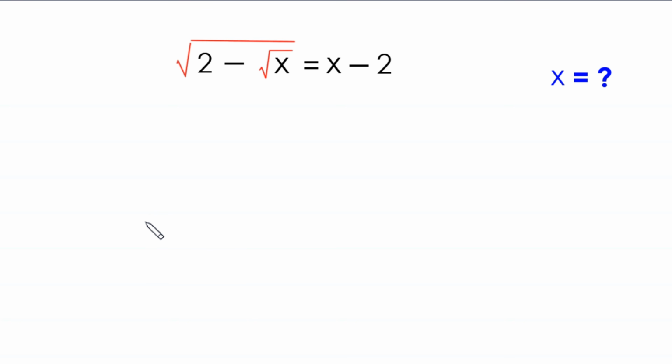Hello everyone, welcome to how to solve this very nice radical equation. Square root of 2 minus root x equal to x minus 2. Our job is to find all possible values of x.